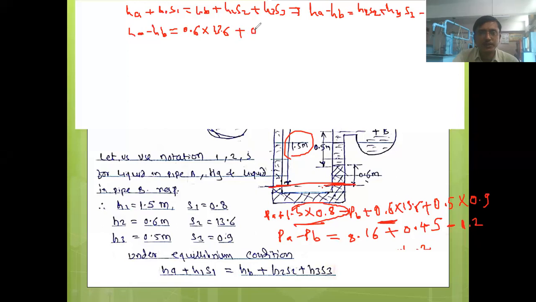H3 is 0.5 into S3, which is 0.9, minus H1 S1, which is 1.5 into 0.8, right? So what will I get here, 0.6 into 13.6. I think here we have written the values. No, it's gamma values that are there. One minute. There is a mistake.